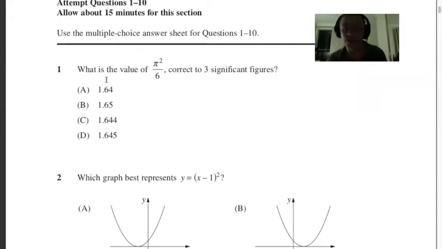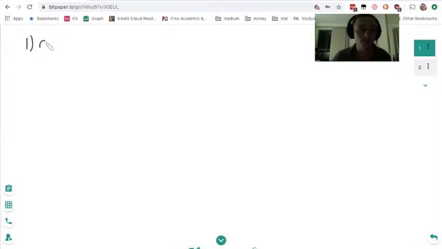So the first 3 digits I see are 1.64, and the very next digit is a 4. So the preceding digit does not round up. So our answer should be 1.64. Question 1 is A.